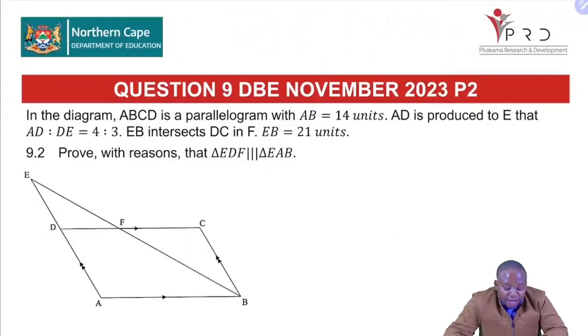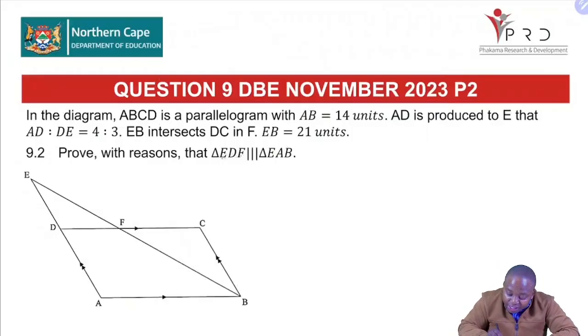Let's look at 9.2. Prove with reasons that triangle EDF is similar to triangle EAB. To prove the similar triangles, we are going to use angle, angle, angle. Now, which triangles am I working with? It's EDF.